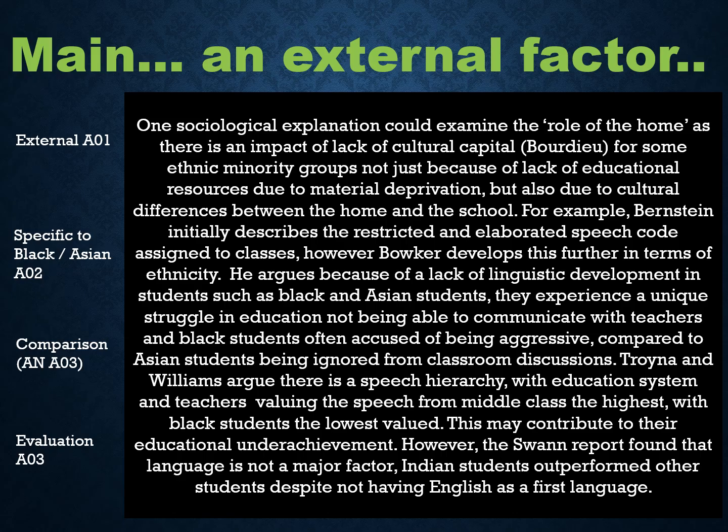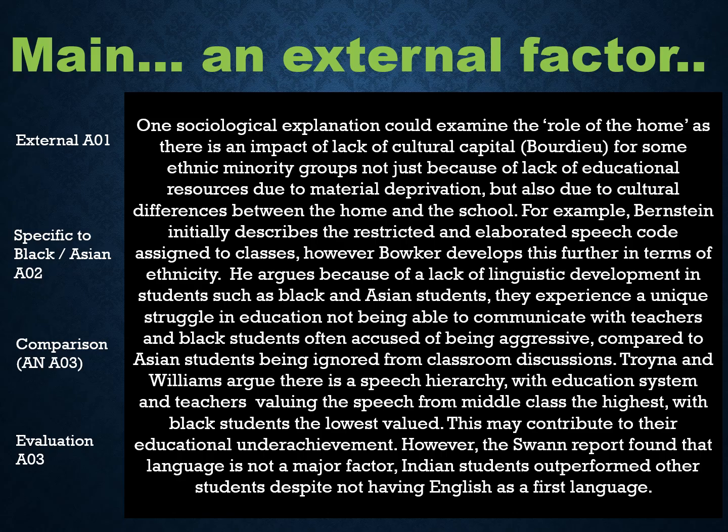They use the example of Bernstein and the restricted and elaborate speech code, but they become more explicit to ethnicity by using Bowker's research into the lack of linguistic development of black and Asian students. They have this struggle within school, they're not able to communicate with the teachers, and they're often accused, in particular black students, of being aggressive, and Asian students are often ignored from classroom discussions.